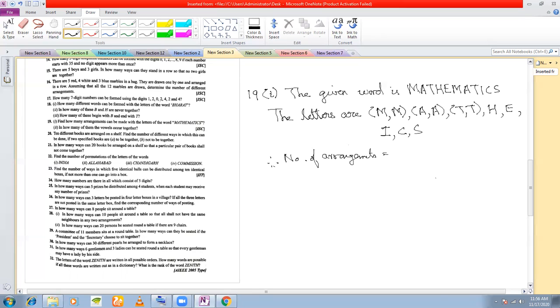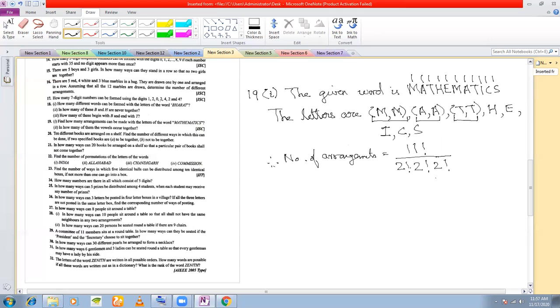How many letters in this word? 1, 2, 3, 4, 5, 6, 7, 8, 9, 10, 11. So 11 factorial. And how many things that are identical? There are 2 things that are identical. So for 2 M's, you have a factorial 2. For 2 A's, you have a factorial 2. And for 2 T's, you have a factorial 2. That's it. In this way, you can arrange the letters. Now you can calculate in whatever way you want.